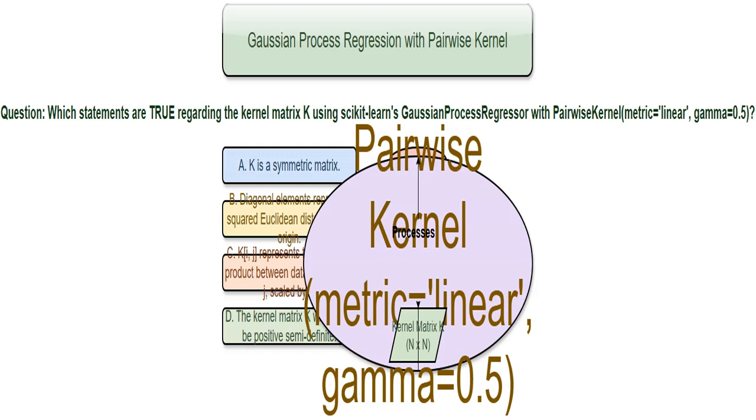I'm setting the metric to linear, meaning I want it to calculate the relationship between data points using the simple dot product. The gamma parameter acts like a scaling factor. I set it to 0.5, meaning the results will be half of what the dot product would be on its own.